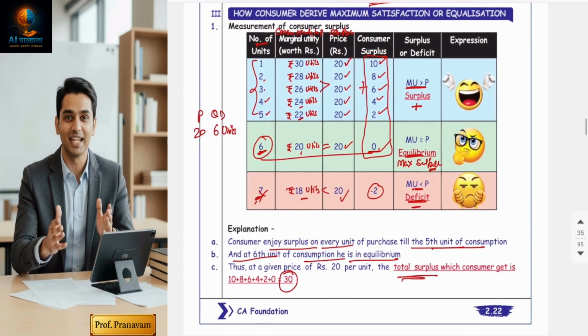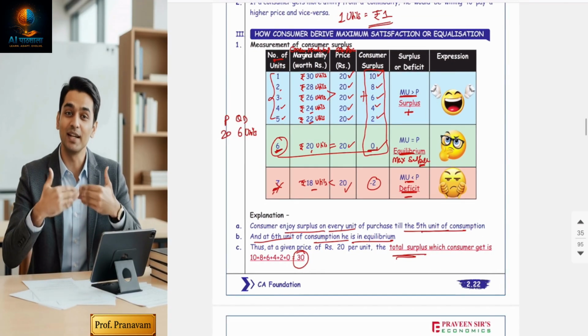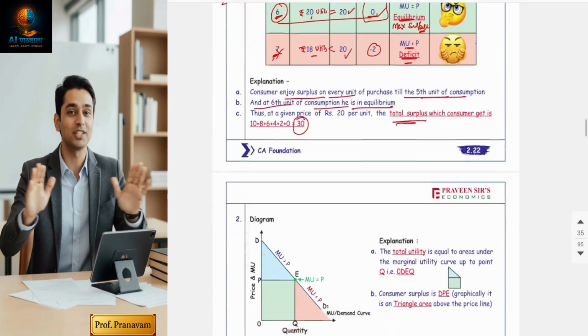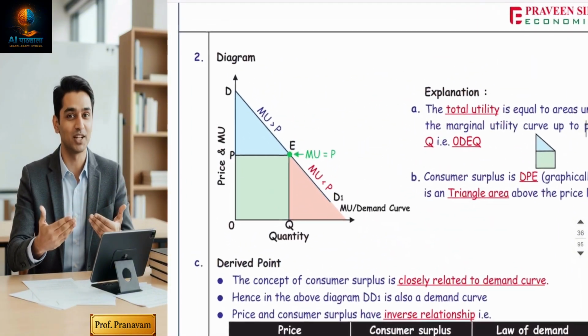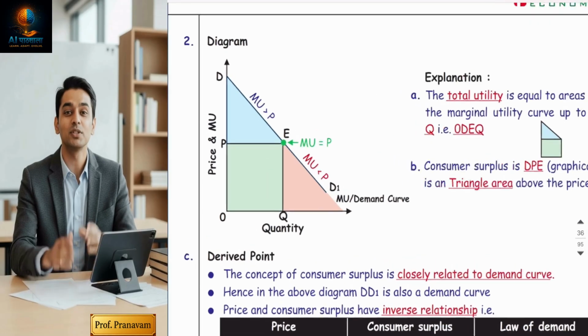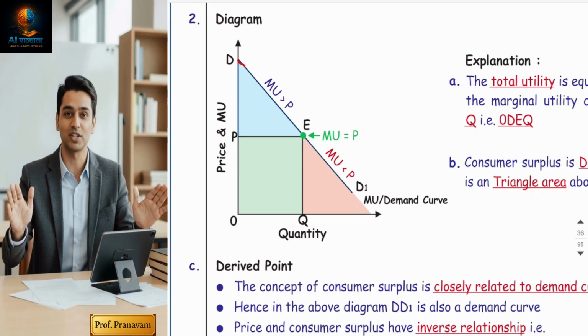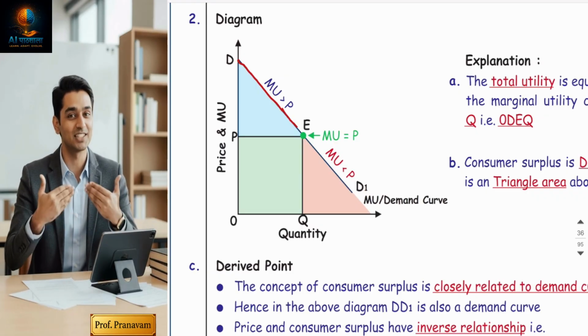Yes. Now understand the examples also. Let's get into the diagram. If I convert this table into a diagram, there are 4 to 5 MCQs which you have to derive. Now, understand the diagram. See, as more and more units I'm consuming, my MU is falling. This is my marginal utility curve.